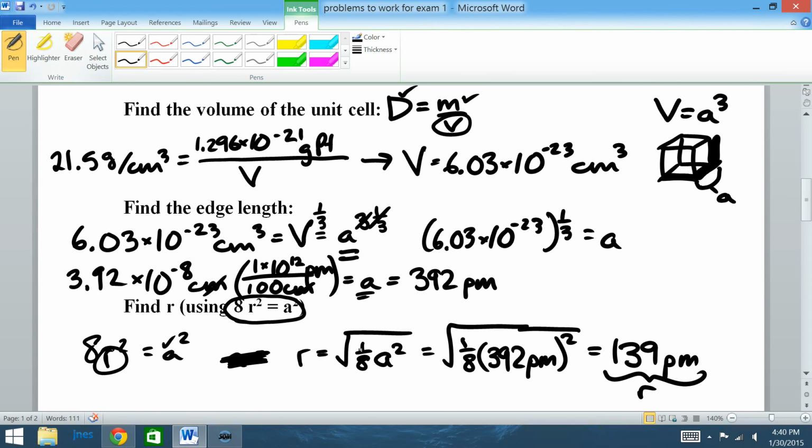So, backing it up, just to look at where we went, we had atoms in the crystal structure. We went to moles and then grams in the crystal structure. We used the density to find volume. We used volume to find A, and then we used A to find R. So lengthy problem, but it's doable. You'll be given all the equations. You just need to focus on applying them.